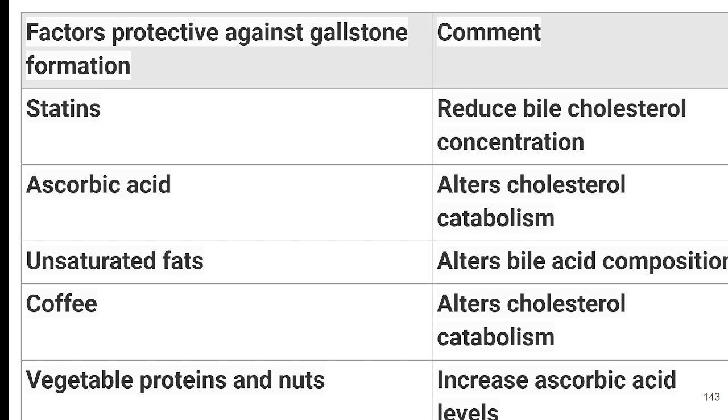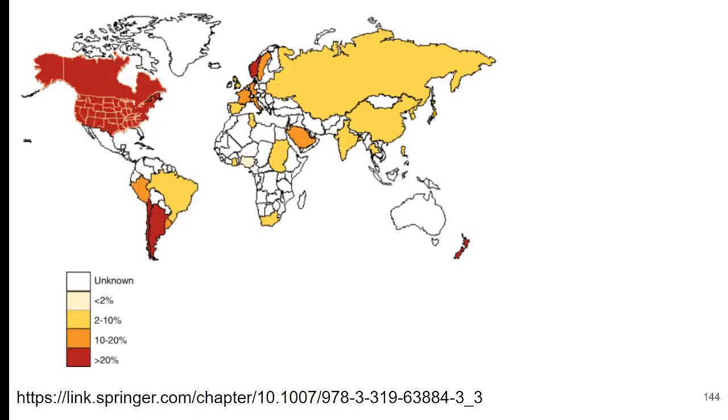If you have identified a patient with a lithogenic tendency before the stone has formed, then it can be prevented by statins, ascorbic acid, or unsaturated fats given in the food, and coffee. Vegetable proteins and nuts are also known to have a preventive effect on lithogenicity, which would result in stone formation.